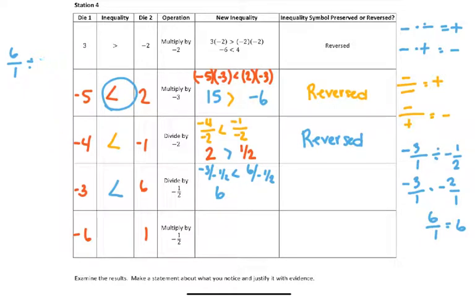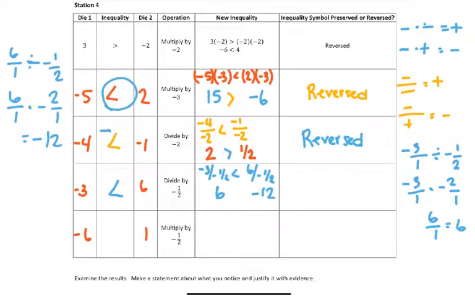Let me rewrite that. I did something wrong. No, I'm sorry, I wrote it wrong in my notes. So let me rewrite that again. So I've got 6 over 1 divided by negative 1 over 2. Whoops, still got my eraser. Divided by negative 1 over 2. So I'm going to change that to 6 over 1 multiplied by negative 2 over 1. So that equals negative 12. So on this side, it's negative 12.